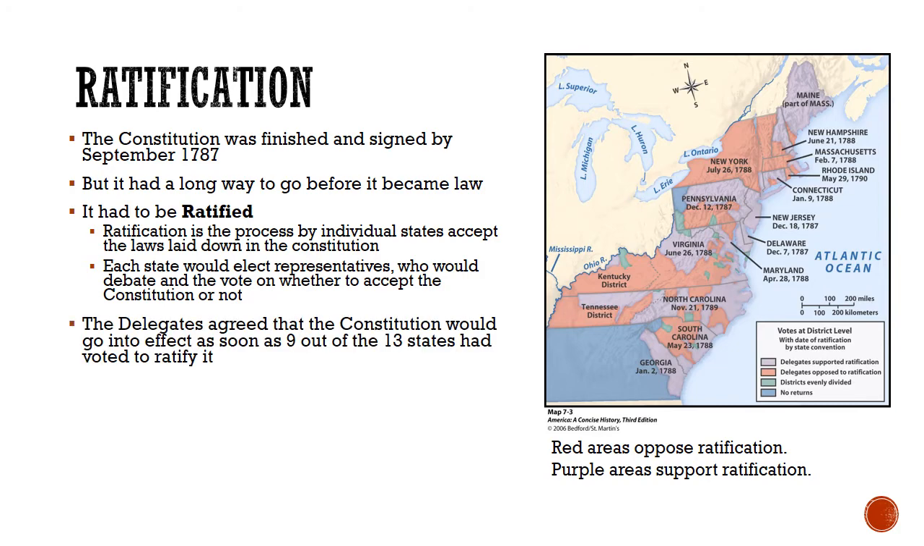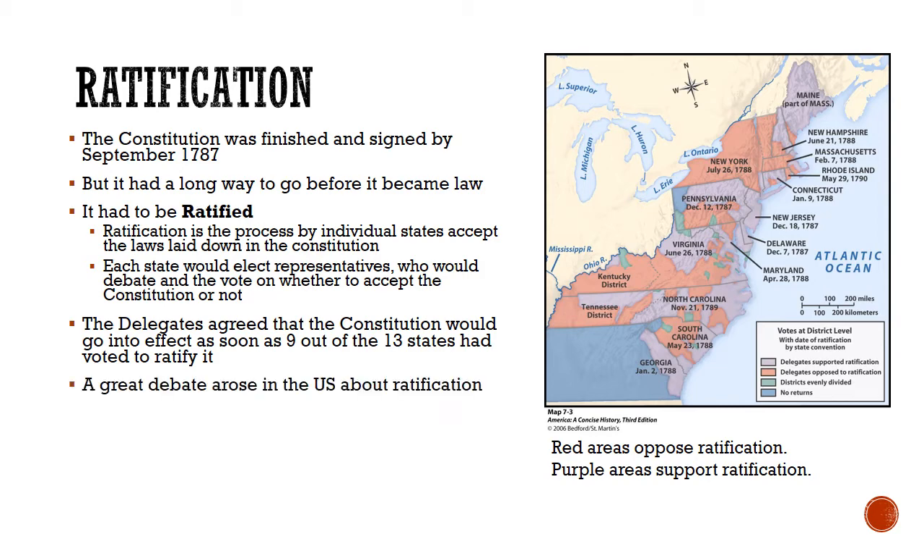So the delegates at the Constitutional Convention decided that if 9 out of the 13 states voted to ratify the Constitution, then it would go into effect. So this meant that even if 4 states decided not to ratify, the Constitution would still become the new system of U.S. government.